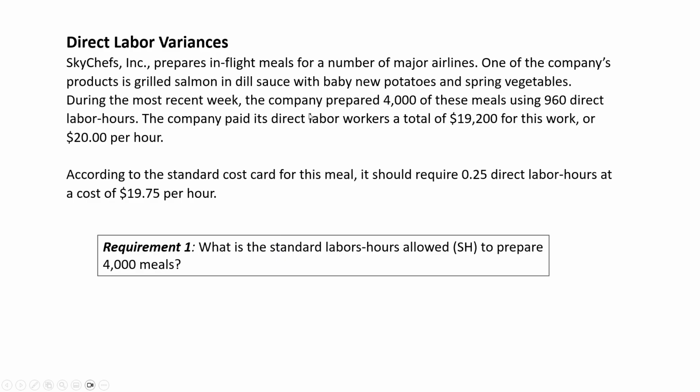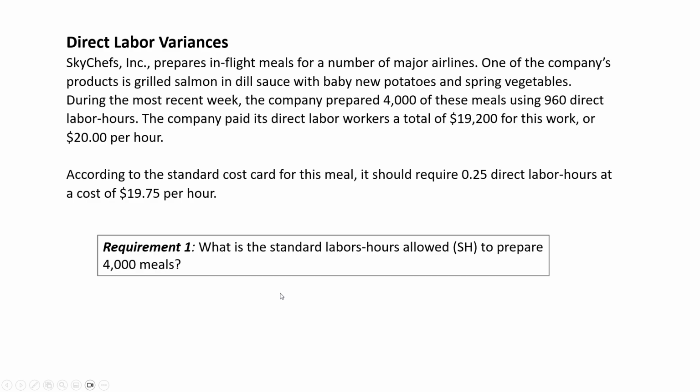So we're going to be a company that prepares in-flight meals, and I'm going to focus on one meal. And they tell us that during the most recent week, there's 4,000 actual meals. The quantity of direct labor we actually used was 960 direct labor hours. The total payment for our employees was $19,200, and if we divide that out, that would be $20 per hour. We also need the standard. We anticipated it would have required us 0.25 direct labor hours for each meal, and we anticipated we were going to pay $19.75 per hour.